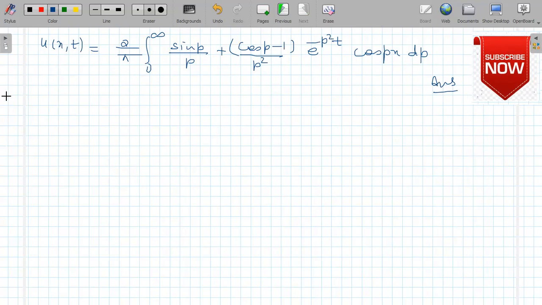Okay. So I hope you understand both examples and the reason behind why we are applying Fourier cosine transform in these two questions. Okay. So you can try some more problems for your practice. And if you are feeling any problem in any question, you can ask me.